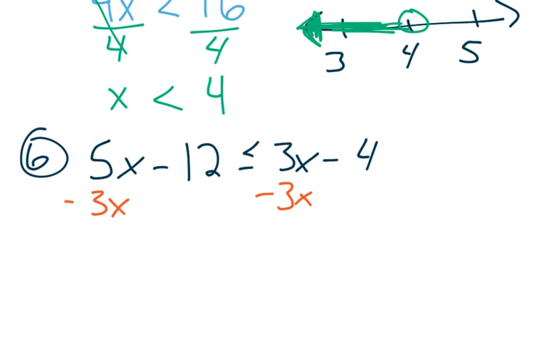Okay? So 5x minus 3x is 2x. Still have minus 12. Still less than or equal to. The sign's never going to change when you add or subtract. The 3x's are gone, and I'm left with negative 4. Okay?